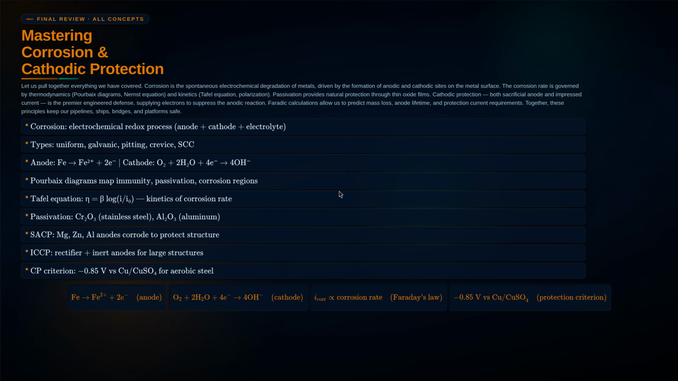Cathodic protection, both sacrificial anode and impressed current, is the premier engineered defense. It supplies electrons to suppress the anodic reaction. Faraday's calculations allow us to predict mass loss, anode lifetime, and protection current requirements. Together, these principles keep our pipelines, ships, bridges, and platforms safe from the destructive force of corrosion.